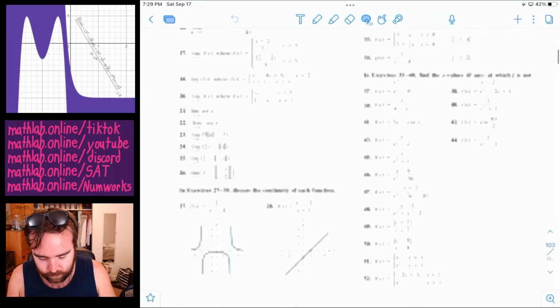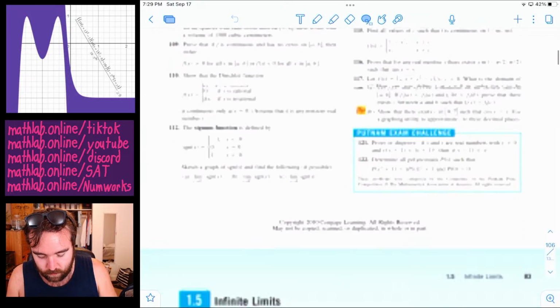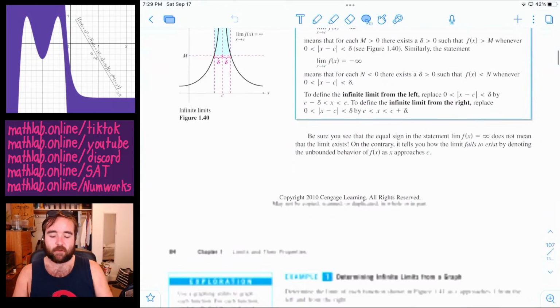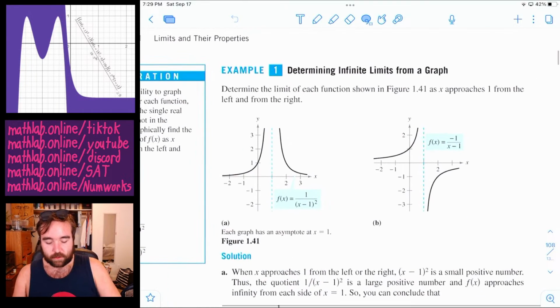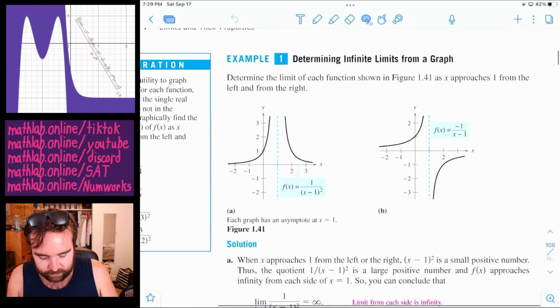All right, let's get into the next section, infinite limits. Determine the limit of each function shown on the graph as x approaches 1 from the left and the right. Okay.